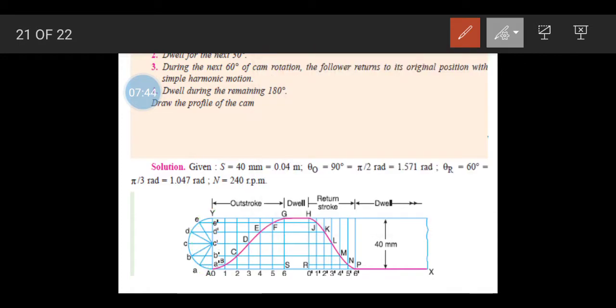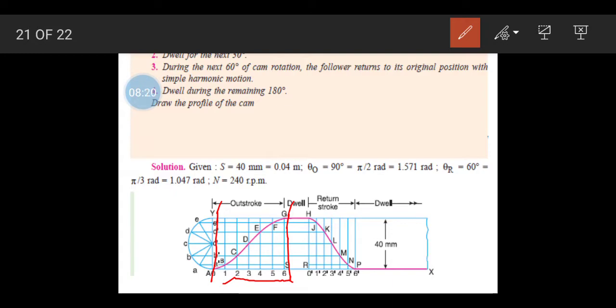Once the semicircle is drawn, we will divide this semicircle, and we will represent each point on the semicircle as A, B, C, D, E. These are the divisions on this semicircle. After doing the divisions, we will extend the points like this for E, D, C, B and A. Once we extend these points, we will also divide this outstroke, that is from A point to S point, into an equal number of divisions, and we will represent them as points 1, 2, 3, 4, 5 and 6.